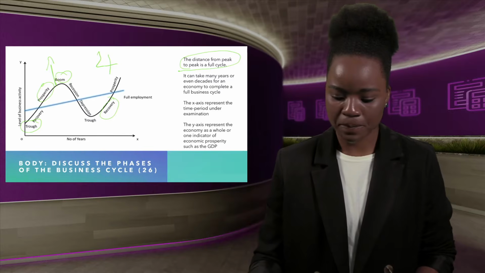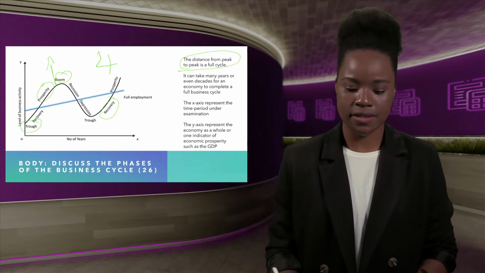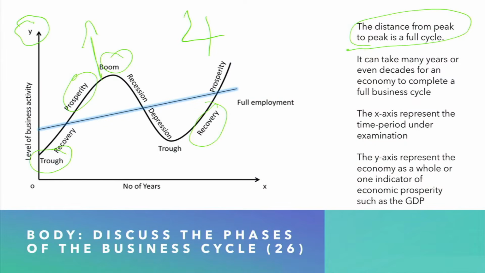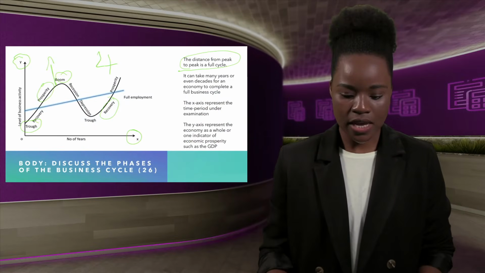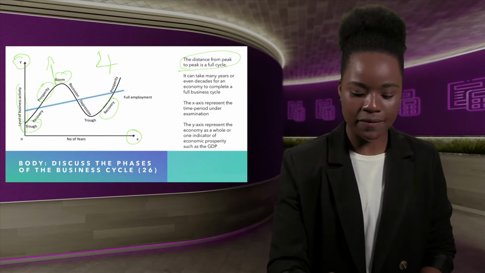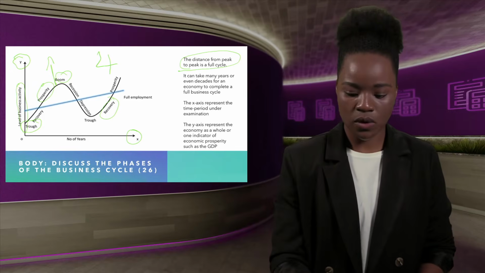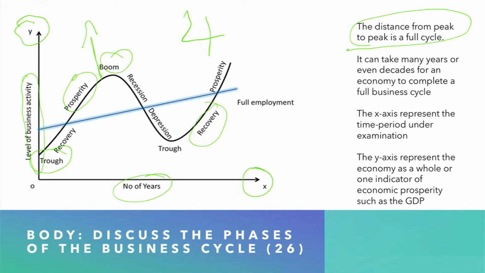It differs. There is no set period of time which we can say it takes to reach a full business cycle. We also have 2 axes. We have the y-axis, and that is facing that way. We also have our horizontal axis or the x-axis. The y-axis represents level of business activity, while the x-axis represents the number of years or the time that it takes to move from one cycle to another.